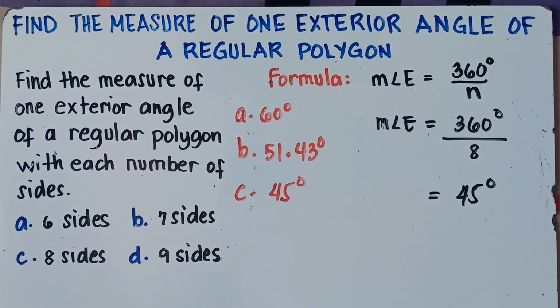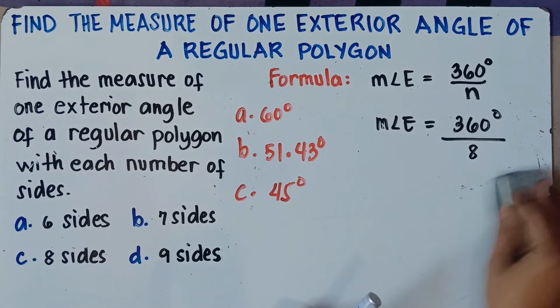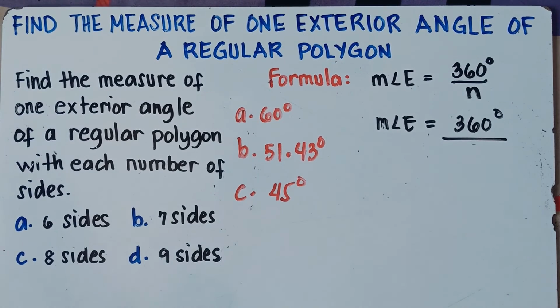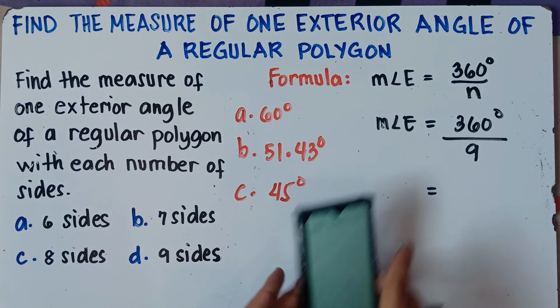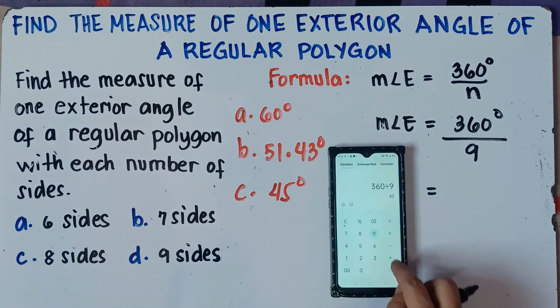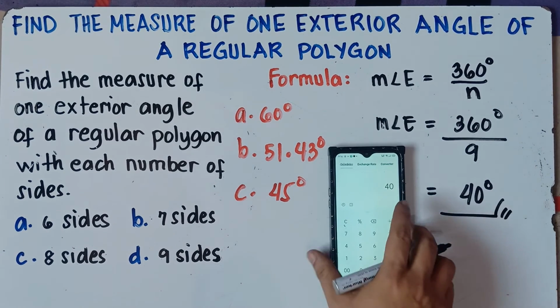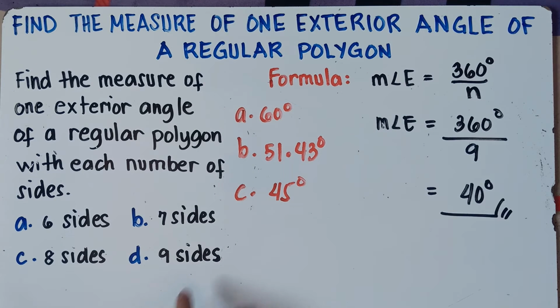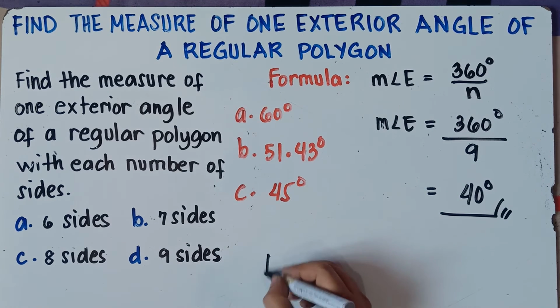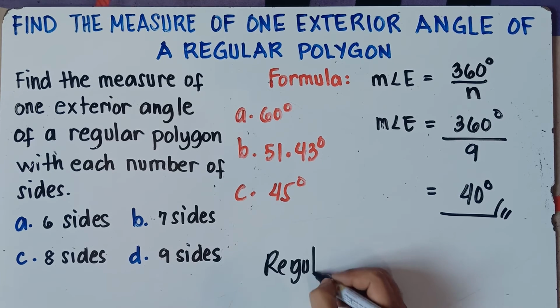Alright, and then letter D, we have 9 sides. So substitute the value of n, that is 9. So this will be 360 degrees divided by 9. Once again, you can use your calculator. I think that's 40. So 360 divided by 9 would be 40 degrees. So therefore, each exterior angle of a regular polygon with 9 sides, what do you call a polygon with 9 sides? That's correct, that would be nonagon. Now, since this is a regular polygon, this will be a regular nonagon.